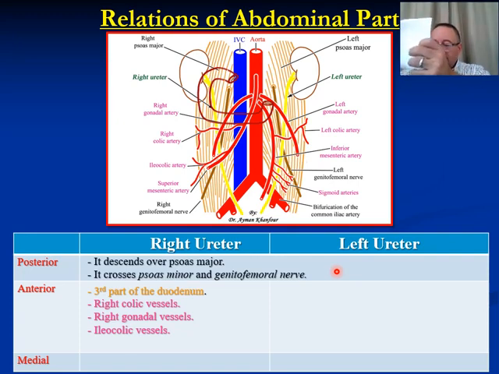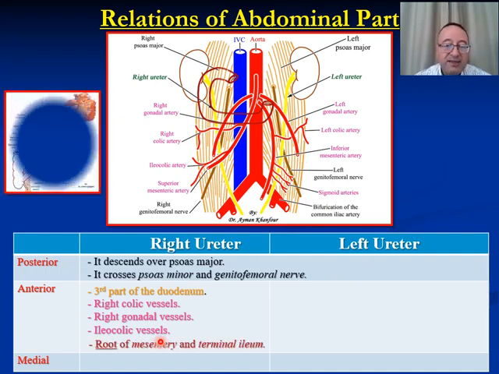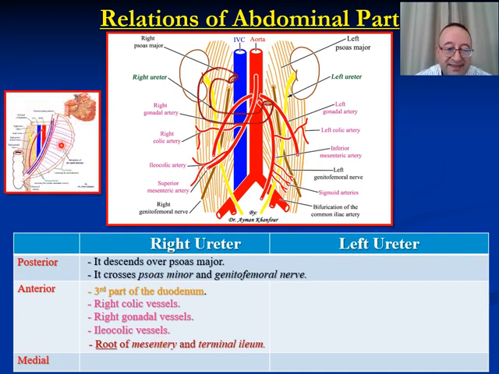And what I'm holding now is called a fold of peritoneum, formed of two layers of peritoneum. One of them is related anteriorly to the right ureter, and the other one is related to the left ureter, as we will see now. So the fold of peritoneum related anteriorly to the right ureter is that holding the jejunum and ileum and called mesentery.